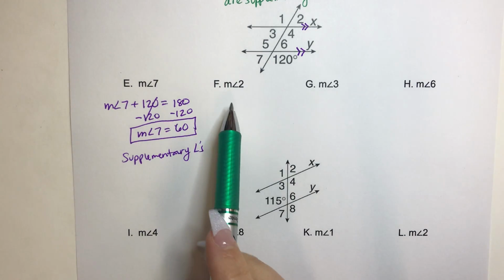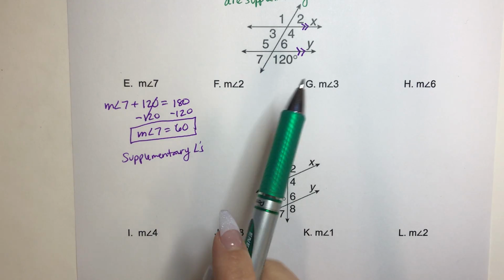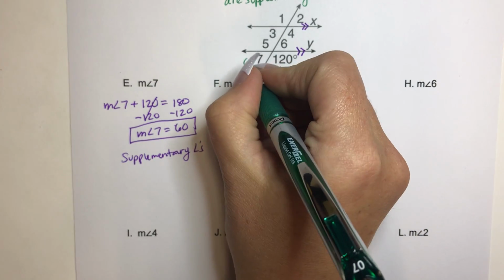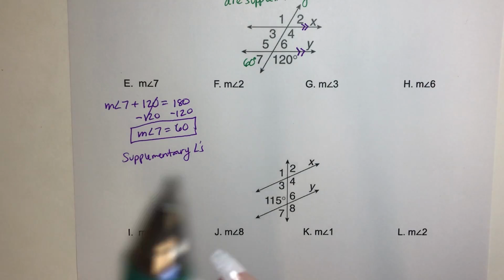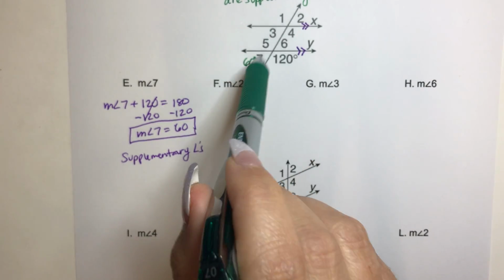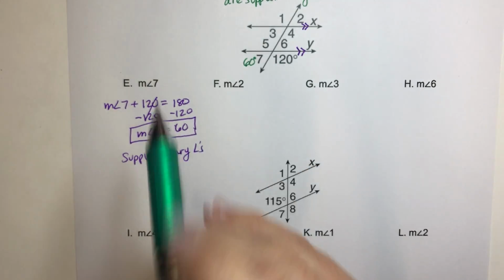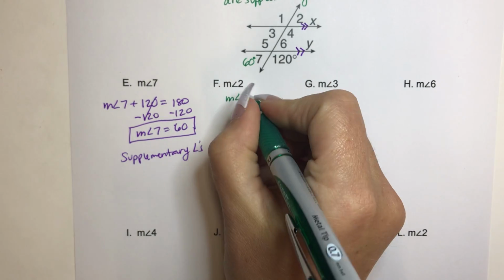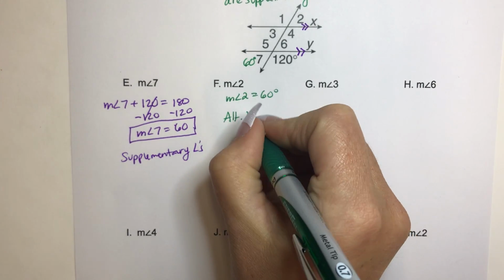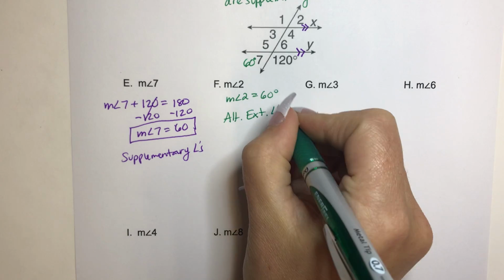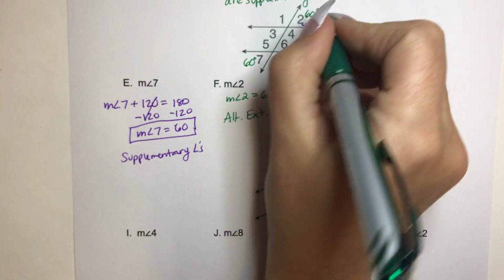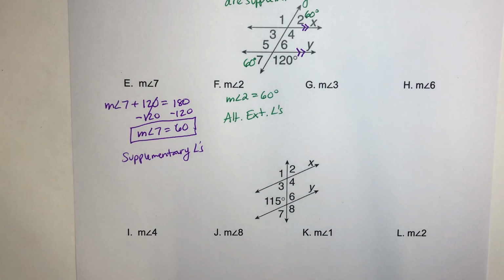Now let's look at the measure of angle 2. Okay, so for the measure of angle 2, we now know that 7 is 60 degrees, right? So what I see is that 60 and 2 are alternate exterior angles, and they're going to be congruent. So I'm going to say the measure of angle 2 is equal to 60 degrees because of alternate exterior angles. Okay, so this one is 60 as well. All right, time to move on to the next.